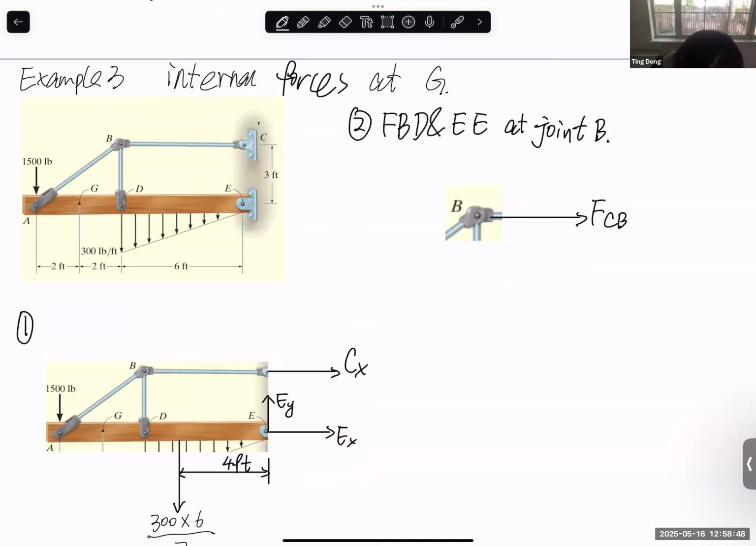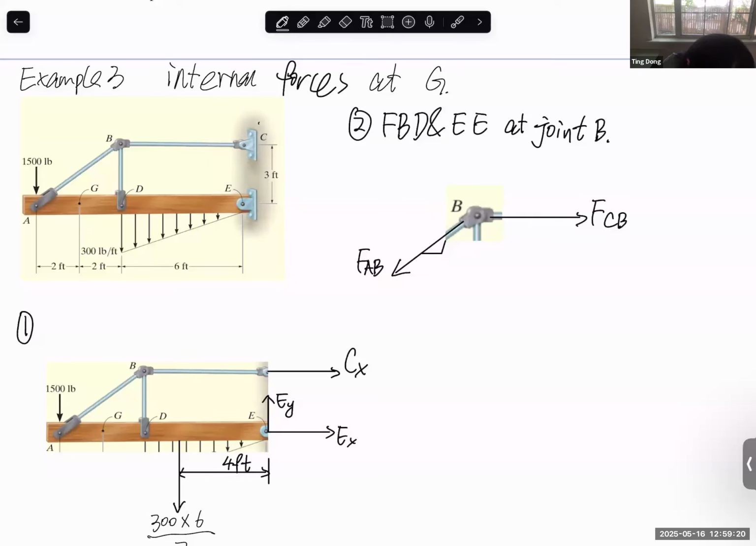Let's put it as FCB is equal to CX, because the force applied by the pin joint to the CB bar is equal to the force applied by this CB bar to the pin joint, to the joint B. And also we have this force, and you should expect it in this direction. So this is, let's say, FAB.